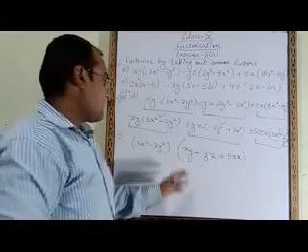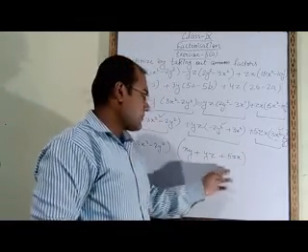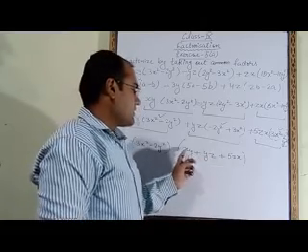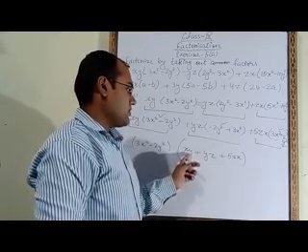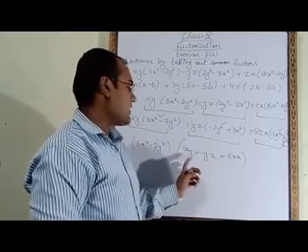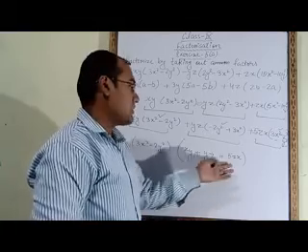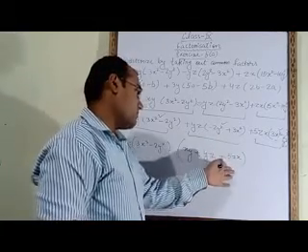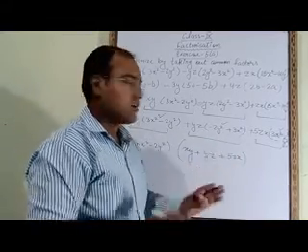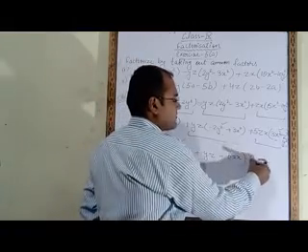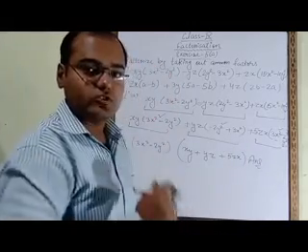Now again you have to check whether anything is coming common here from these three terms. This is xy. In these two terms we are getting y common, but in the third term y is not there. So that means nothing is common in all the three terms. So this is your final answer. Like this you have to do such questions.